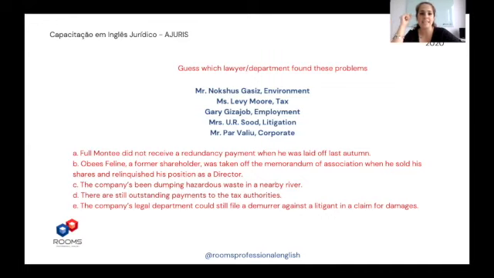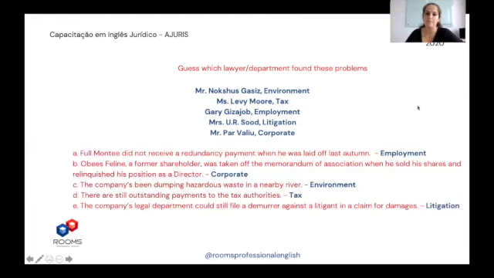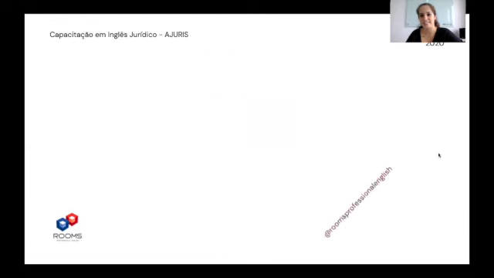Letter D says that there are still outstanding payments to the tax authorities. Tax is from the tax department. And the company's legal department could still file a demurrer against a litigant in a claim for damages. So this one is litigation. The litigation department found this problem. Okay, here we have employment, corporate, environment, tax, and litigation.